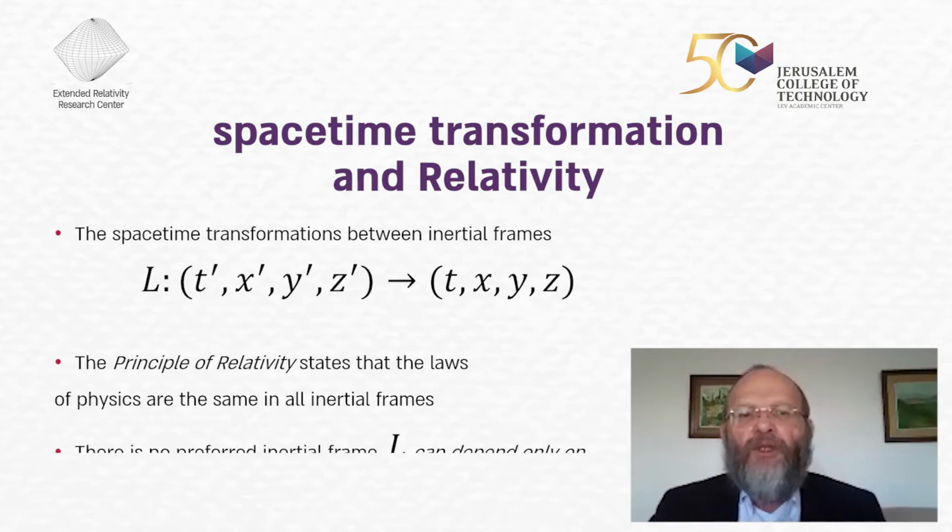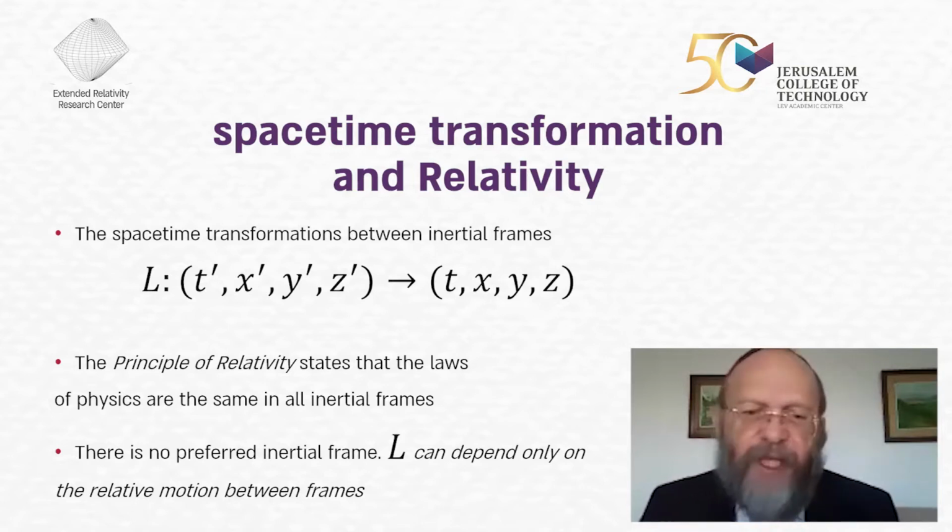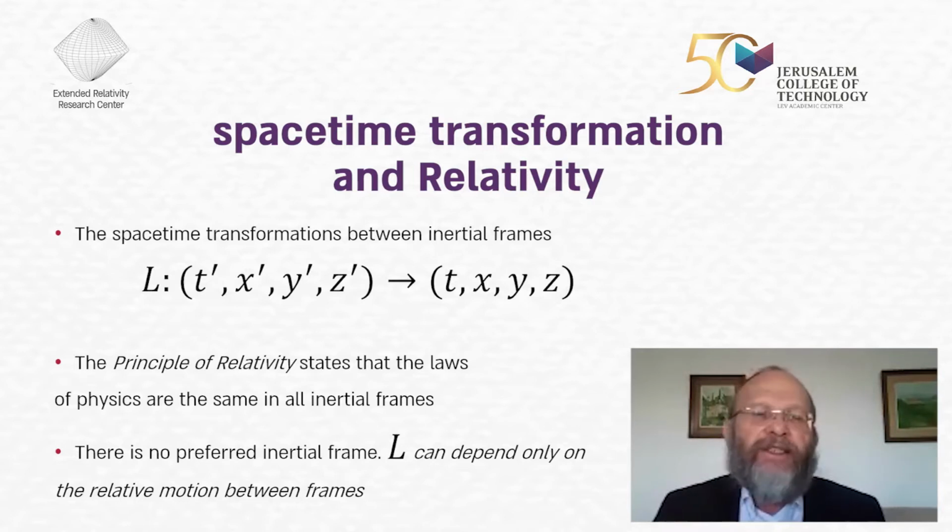So this principle gives you information about L. First of all, it tells you there is no preferred inertial frame. In each inertial frame, the laws are the same. So if you have two frames, you cannot say one is at rest, the other one is moving. You can say the opposite. The transformation, on what can it depend? It can depend only on the relative motion between the frames. So you need to find how to identify the transformation L if you know the relative motion between the frames, which means the velocity of one frame with respect to the other.